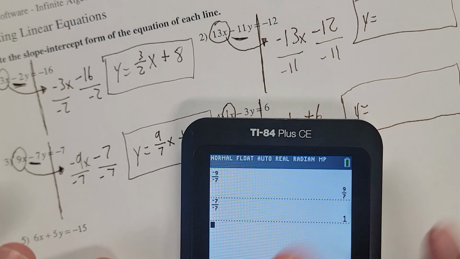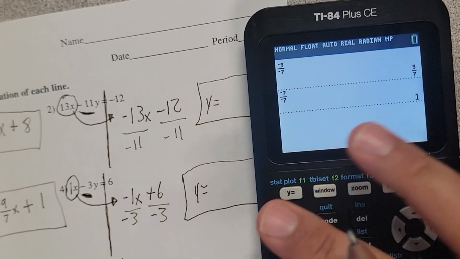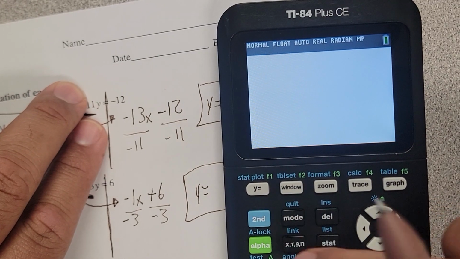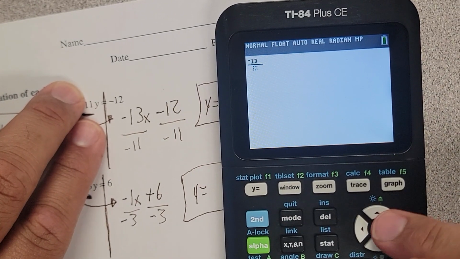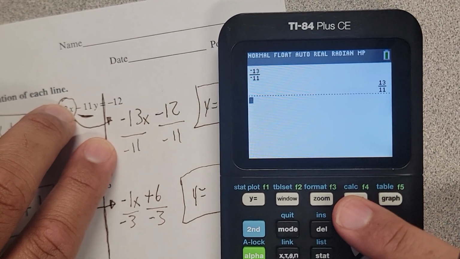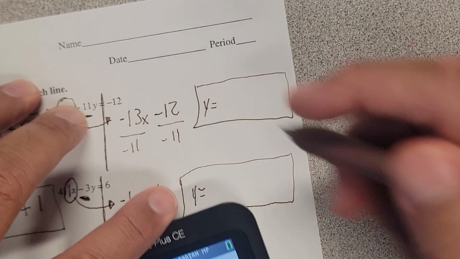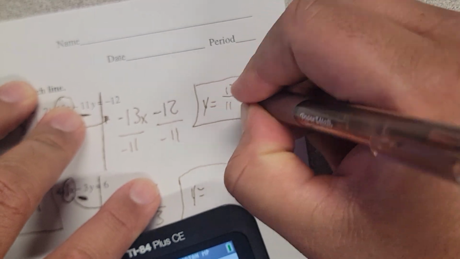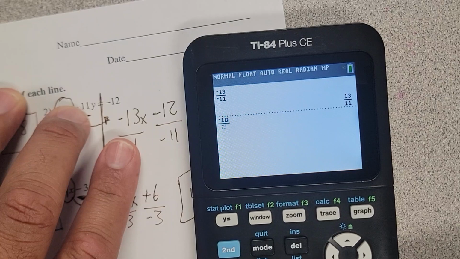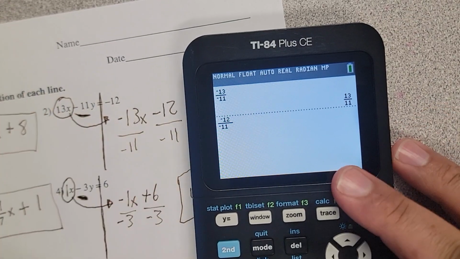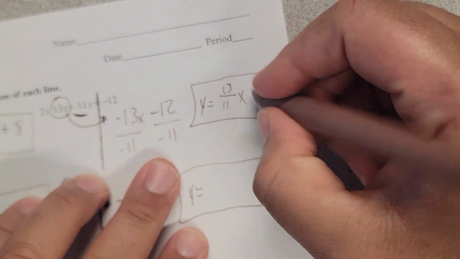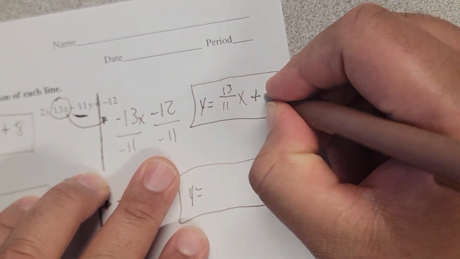Okay, on this side, we have our negatives. All right, this is an ugly fraction, so push clear. All right, alpha x, -13, move down, -11, enter. So that changes to a positive 13/11x. Then right here I have alpha x, -12, divided by -11, push enter. That turns to a positive, and it stays as a fraction, so that's kind of ugly, but it's okay. We're just going to put it as a positive.